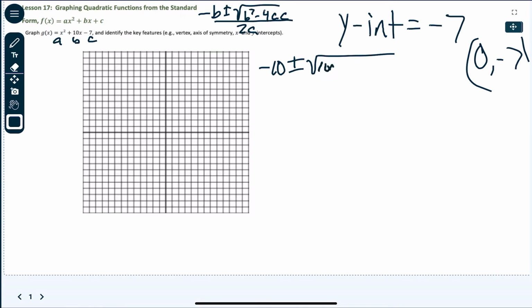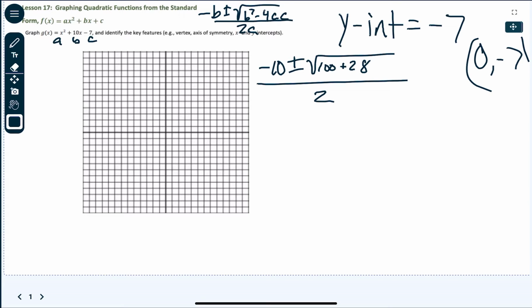10 squared is 100 minus 4A, which is 4 times -7, so it's going to be a plus 28. 7 times 4 is 28. All divided by 2A, 2. Everybody chat me on that. Make sure y'all get that. Speak now, forever hold your peace.